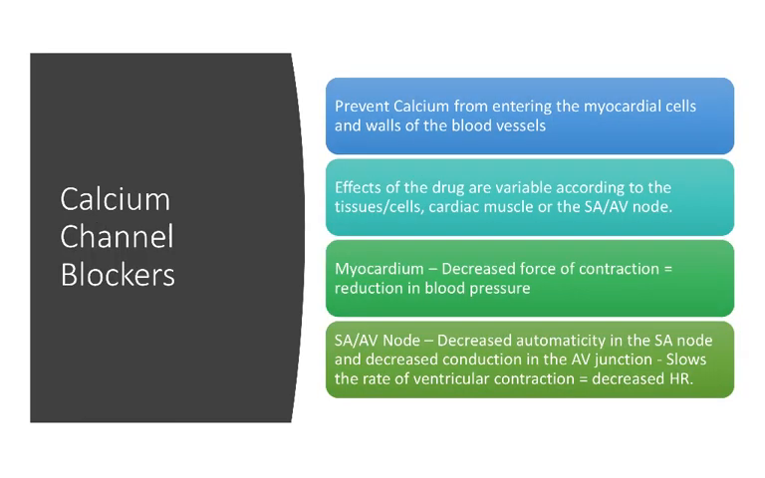Then there's also calcium channel blockers. These block the calcium channels. So they prevent calcium from entering the myocardial cells and walls of the blood vessels. The effects of this are variable according to the tissues and cells, cardiac muscle, SA, AV node. These are nodes in your heart which are responsible for electrical impulses.